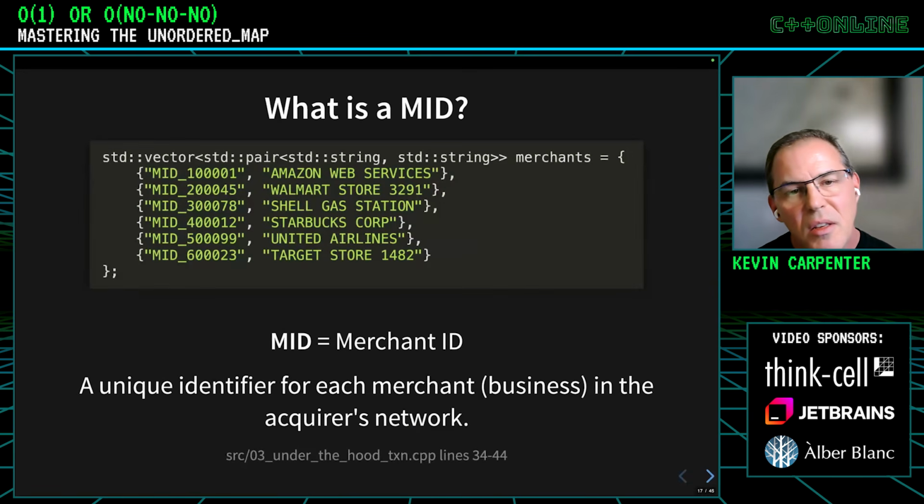A little more about the world of credit cards: these merchant IDs are contrived. I promise you, Amazon Web Services really is not mid 100001. It's actually quite a bit larger. But the merchant ID is a unique ID that we use to look up things, and we do that a lot. Because we have so many of them, if you talk about having 500,000 or more merchants, and that doesn't count the number of little terminals they have at each place, such as a grocery store, this becomes a massive list, which is why we use unordered maps a lot.